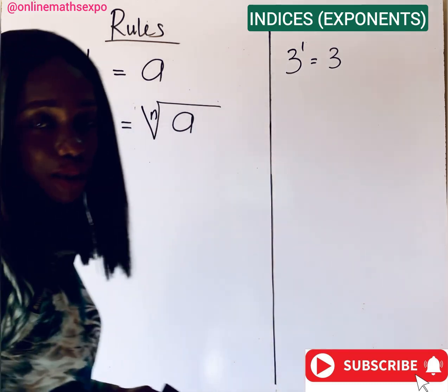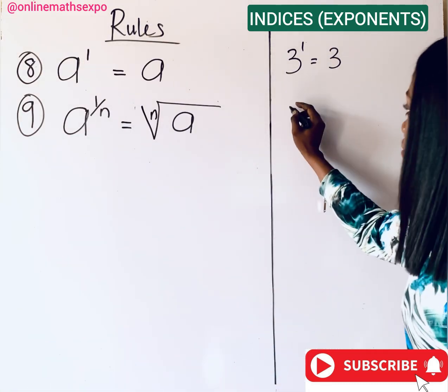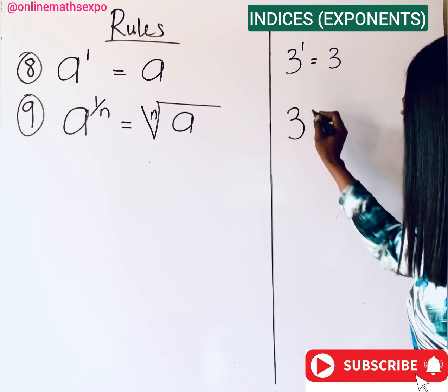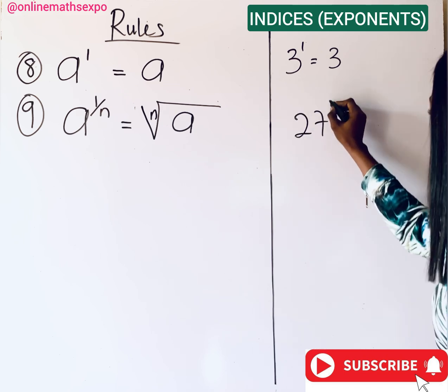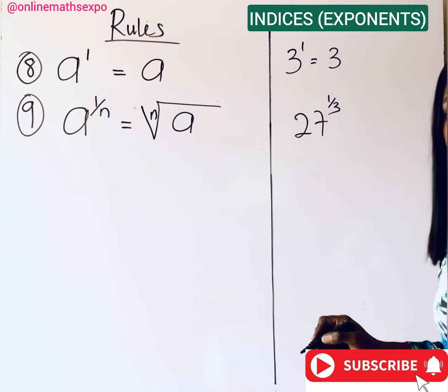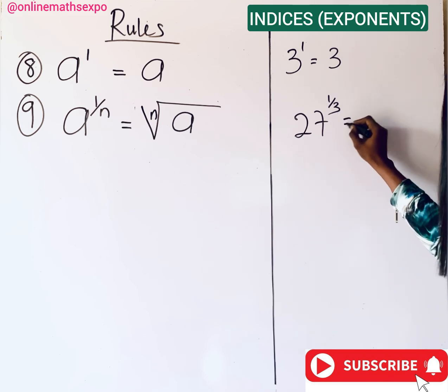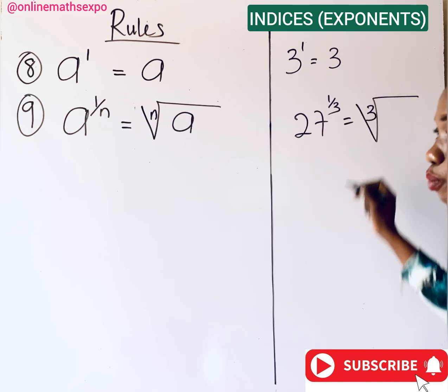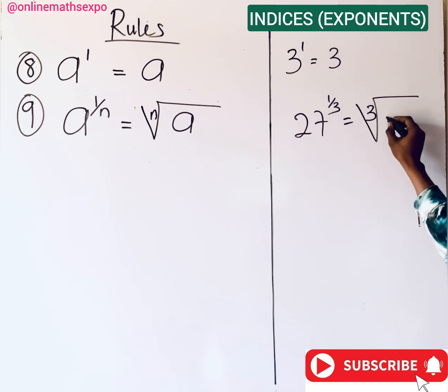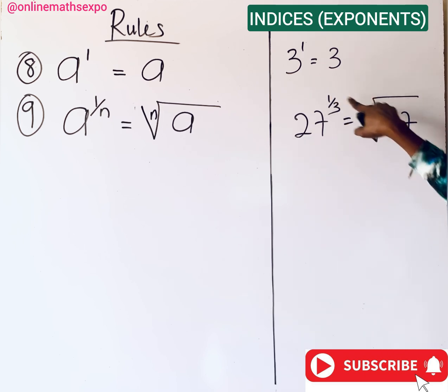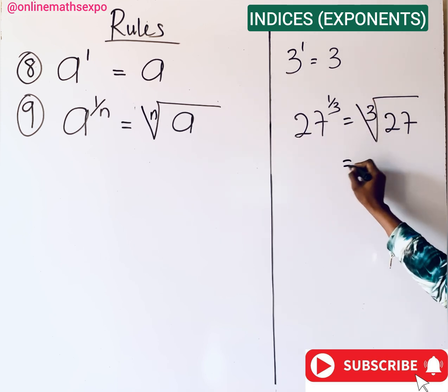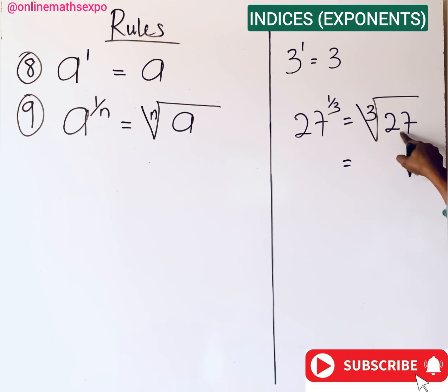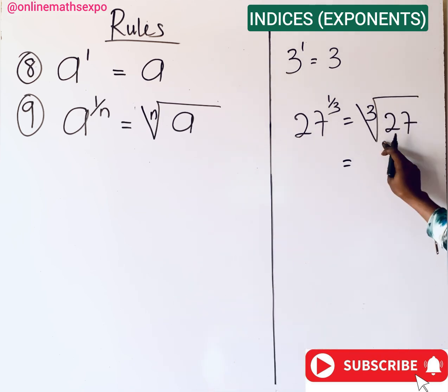So let's use an example on that. Supposing we have 27 raised to the power 1 over 3. How do you do this? You use this to form the root, and when you form it, it becomes the cube root. Put 27 inside. So neglect this one because you have seen that raising it to the power of 1 is still that number. So you ask yourself, what number will you multiply 3 times to give you 27?